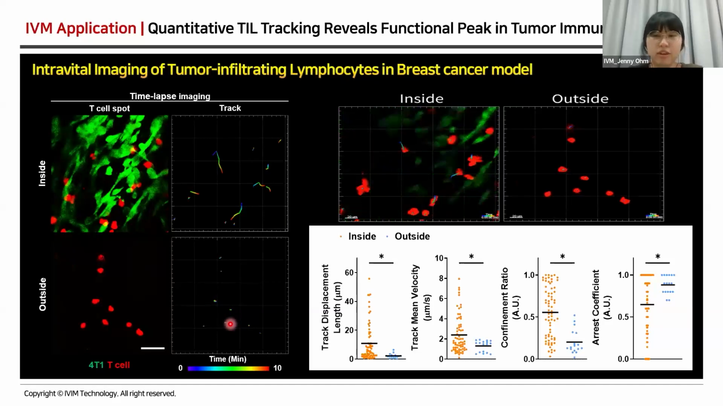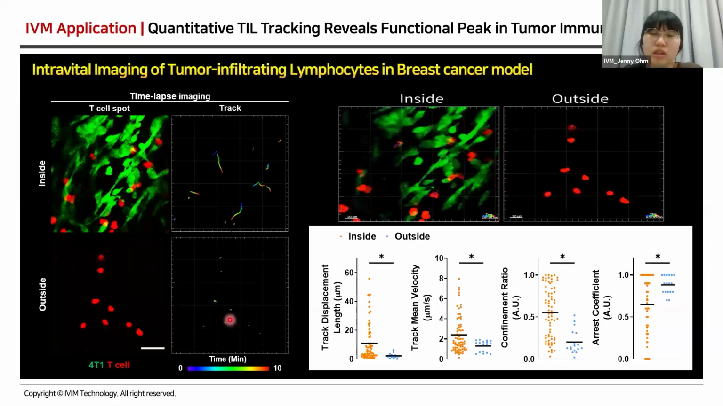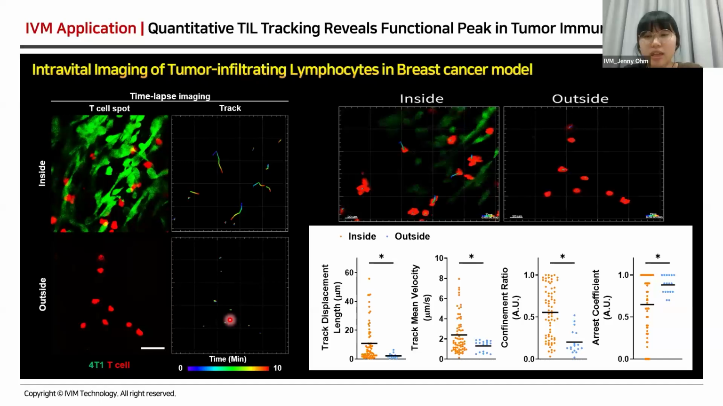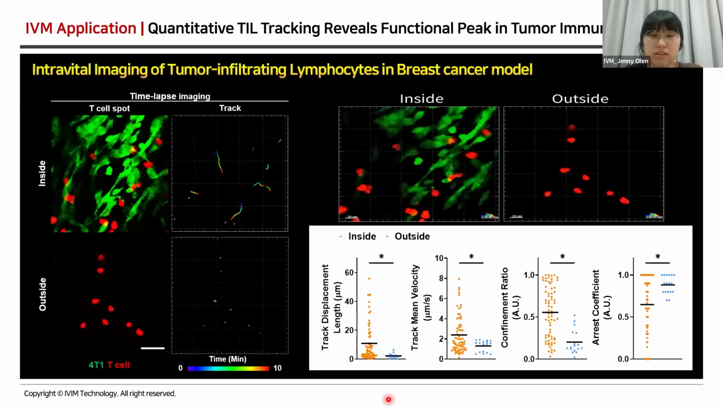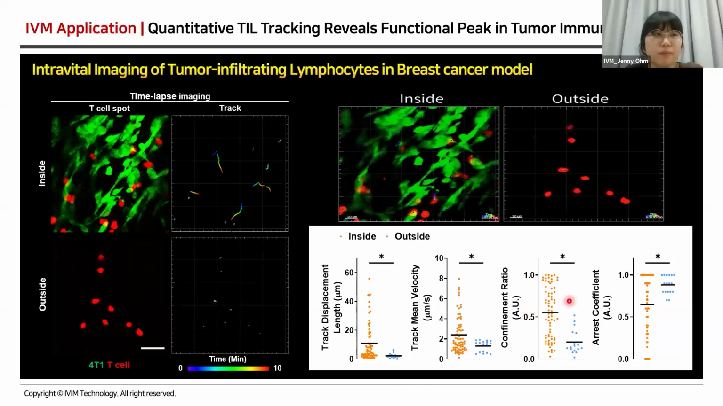Therefore, to maximize the effectiveness of immune therapies, it's essential to have systems that can precisely evaluate TIL infiltration and activation within the tumor. As demonstrated in this study, real-time imaging-based analysis serves as a powerful tool to achieve this goal.